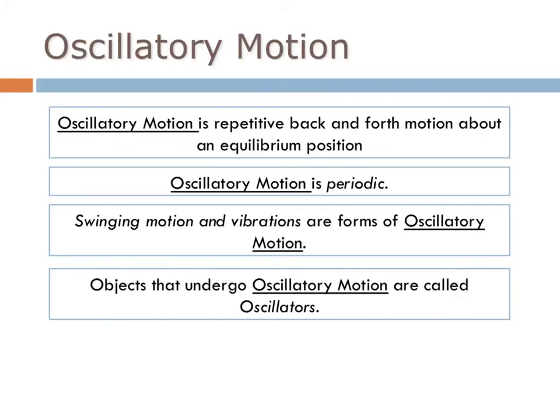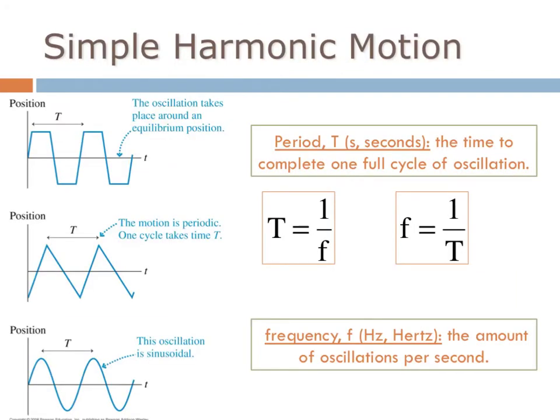So a swinging motion would be something like a pendulum, and vibrations would be something like a mass on a spring. And this is known as a spring mass system. And we'll see examples of those in just a bit. Objects that undergo oscillatory motion are called oscillators. Simple harmonic motion is a type of periodic motion.